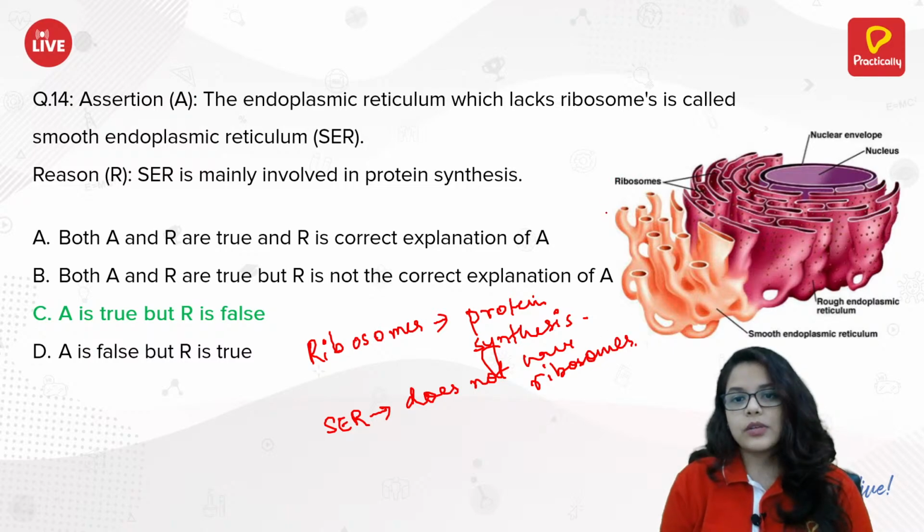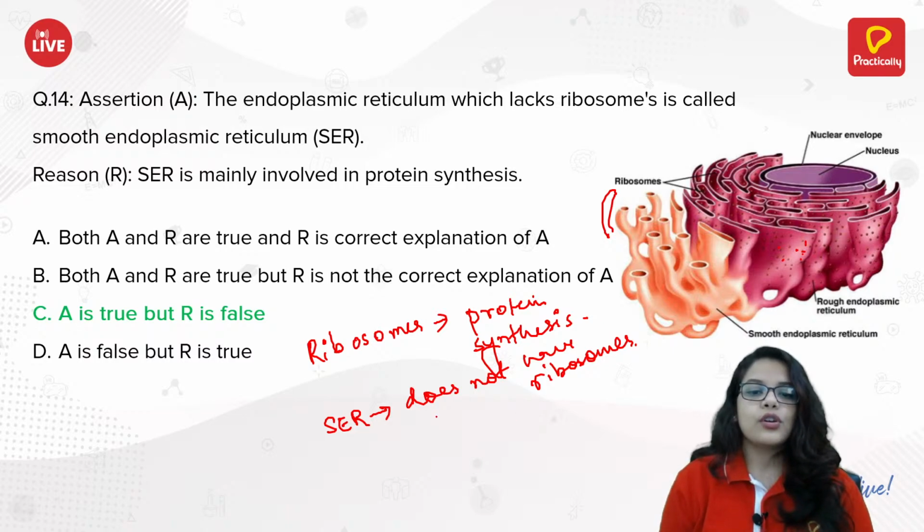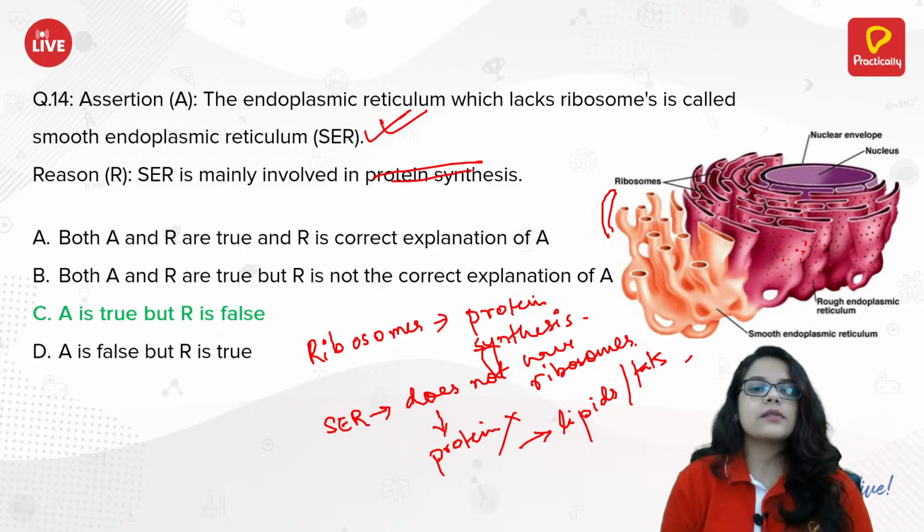Okay. So, as you can see, the smooth endoplasmic reticulum does not have ribosomes. The rough ones have, but the smooth ones do not. So, they will not produce proteins. Instead, what they do is produce lipids or fats. So, A is true, but R is false.